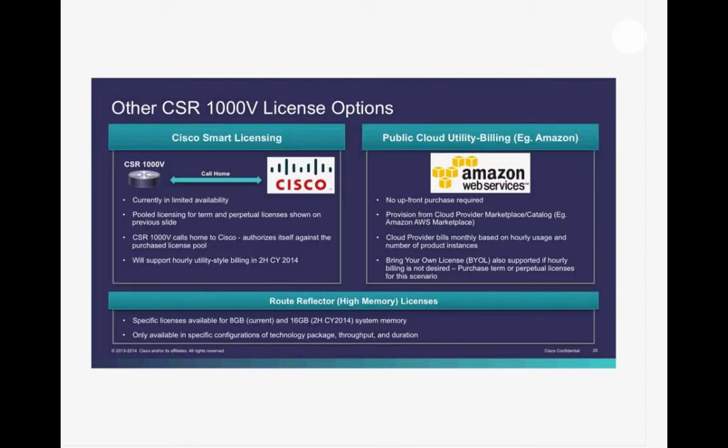Now, beyond the standard licensing model that we just talked about, there are a few other options that are worth noting. A very important one you'll see on the left there is Cisco Smart Licensing. You may have heard of Smart Licensing, you may not have heard of it. It's a new initiative that's happening at Cisco. There's actually a fairly large BU that is just building Cisco Smart Licensing.